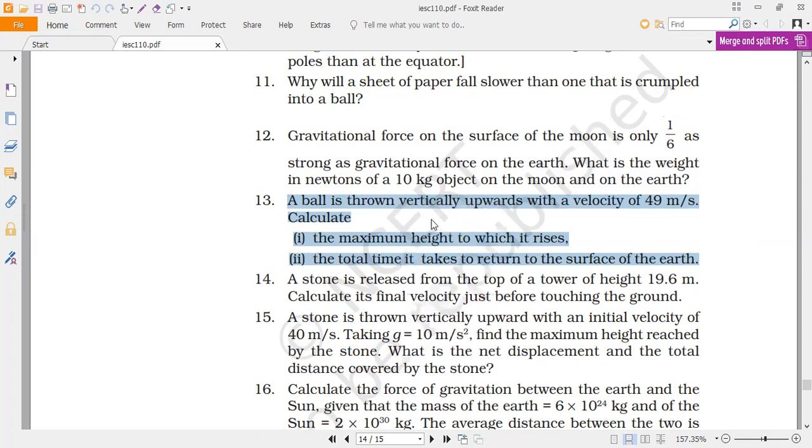Now, let us see how it will happen. Read the question carefully. What they are saying, first of all, is that the ball is thrown upward. So when the ball is thrown upward, at some point the velocity will become zero. A ball is thrown upward, so it will reach a certain height. Thrown upward with a velocity of 49 meter per second. Is it the initial velocity or the final velocity?